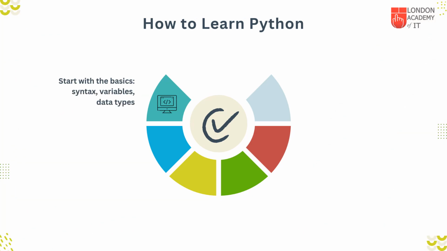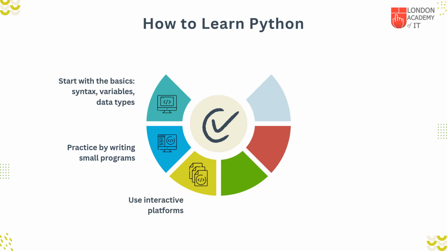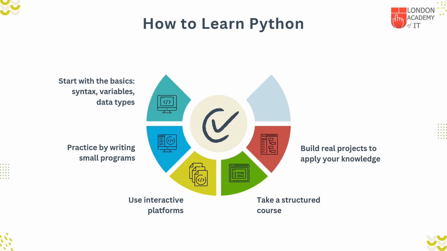Start by learning the basics like variables, loops, and functions. Practice regularly by writing simple programs such as calculators or quiz apps. Use free online platforms like W3Schools or Replit for hands-on learning. Enroll in a structured course such as those offered by the London Academy of IT to get guided instruction and practical examples. Most importantly, build real projects.